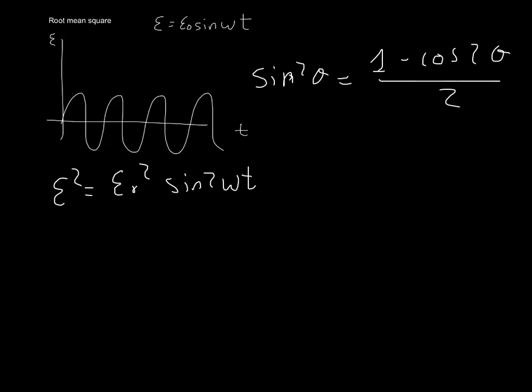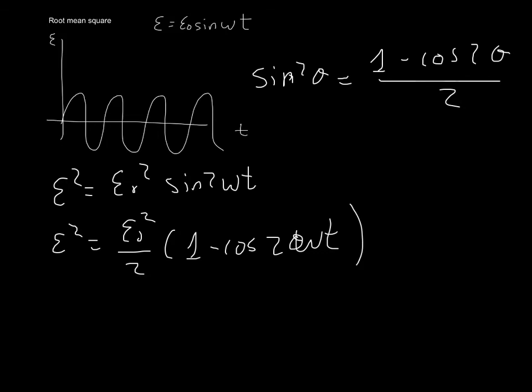So all I need to do is then replace it over here, and I get that E squared is E0 squared over 2 times 1 minus cosine of 2 omega t. And then what I realize is that this is an oscillating function that also goes positive, negative several times. And therefore the average of this is 0. So I can just get rid of this. And all I'm left with is this term here. So the average of the EMF squared is just E0 squared over 2.